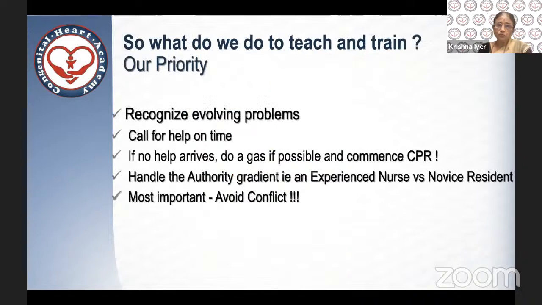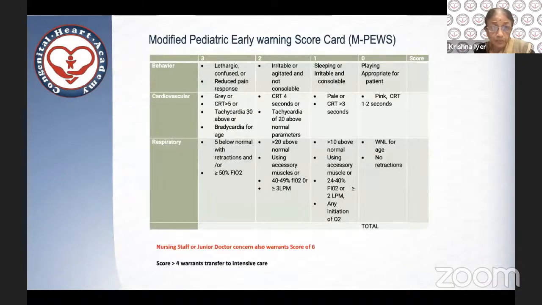So what do we do to teach and train all of them? And that's been our priority, is to teach many of them to recognize evolving problems, whether they're novice doctors or novice nurses, and more important, to call for help on time. And if no help arrives, to do a blood gas if possible and commence cardiopulmonary resuscitation. We also teach them to handle the authority gradient effectively. That is very often sometimes an experienced nurse versus a novice resident. And most important of all, to avoid conflict within the unit.